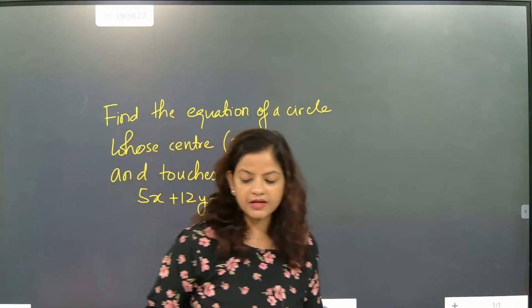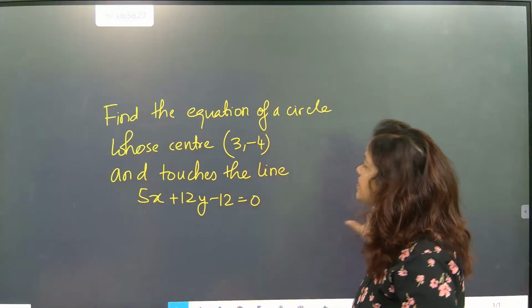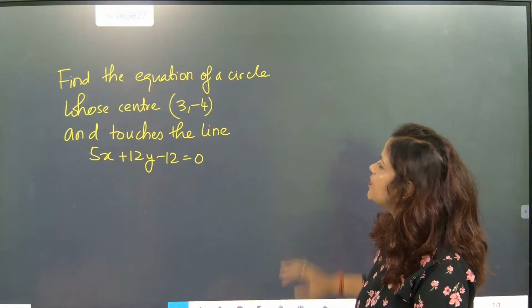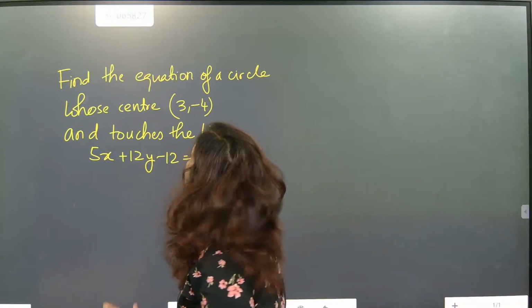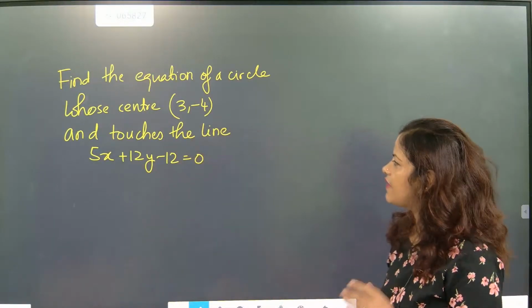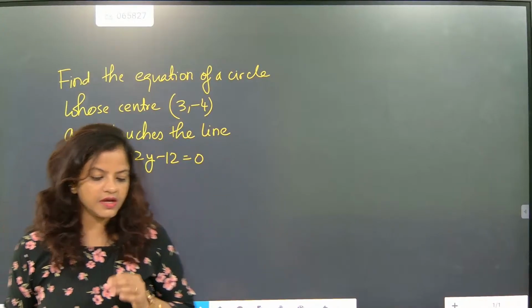So this is exactly the question in the circle section. Find the equation of a circle whose center is 3 comma minus 4 and touches the line 5x plus 12y minus 12 equal to 0. So this is the equation of the circle.